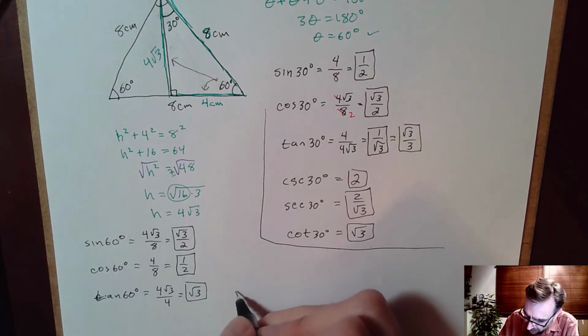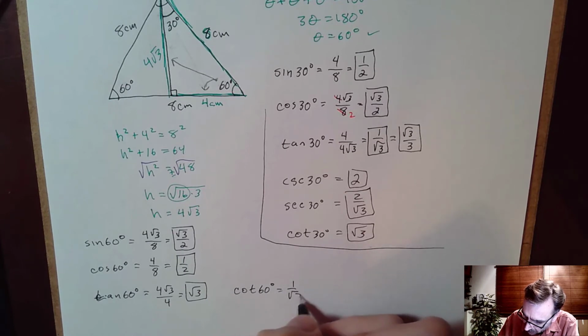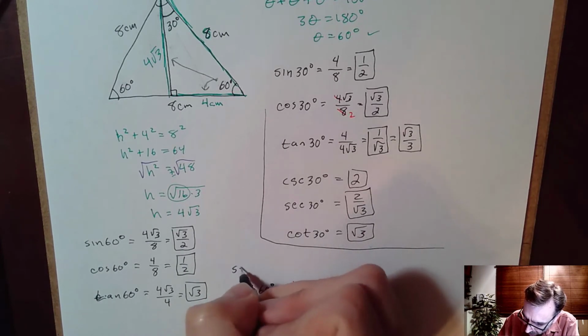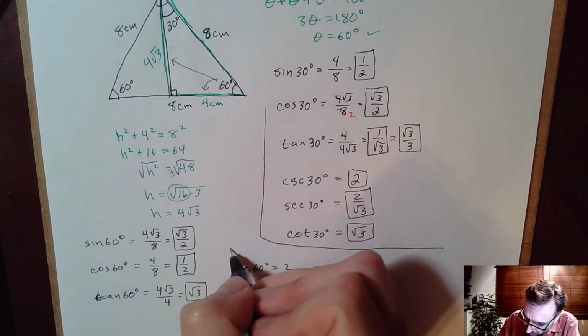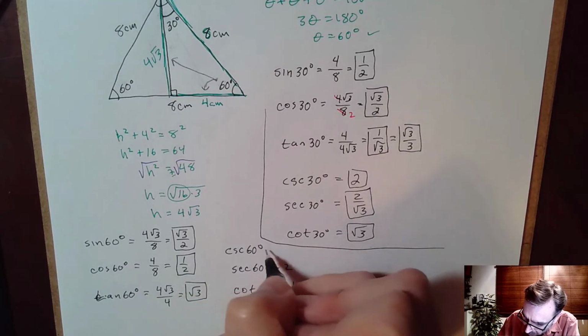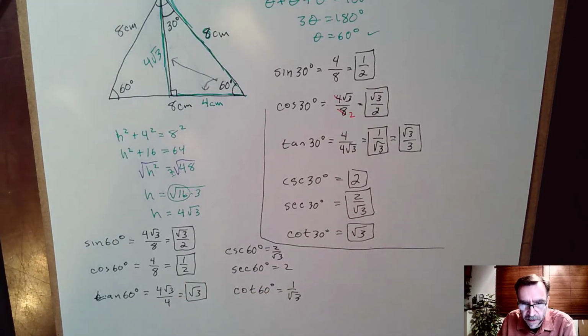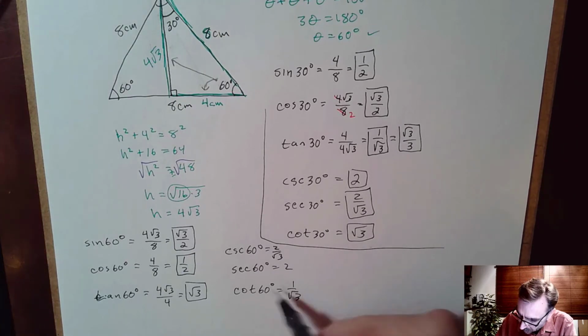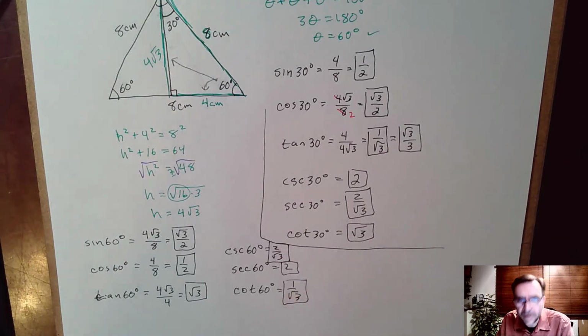Let me finish this off by saying cotangent of 60 degrees is 1 over root 3. Secant of 60 degrees is going to be the reciprocal of cosine, 2, and cosecant of 60 degrees is going to be 2 over root 3. I'm going to go ahead and leave that unrationalized. All right. And again, we're supposed to memorize these. Okay, great.